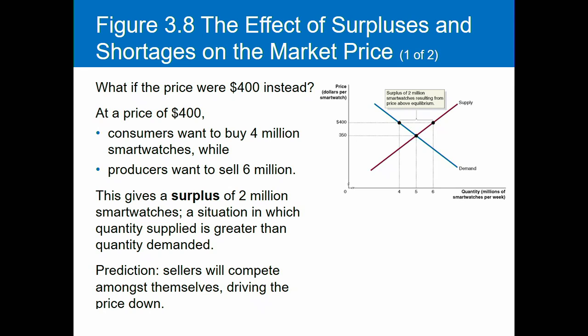Because the price is $400, firms will be willing to produce more smartwatches, because they're getting that extra revenue, they're willing to spend more money on resources that could be used for other stuff. However, at the price of $400, consumers only want to buy 4 million smartwatches. It's not worth it for a bunch of them. So we end up with too many smartwatches left over, 2 million in this case. The quantity supplied is greater than the quantity demanded.